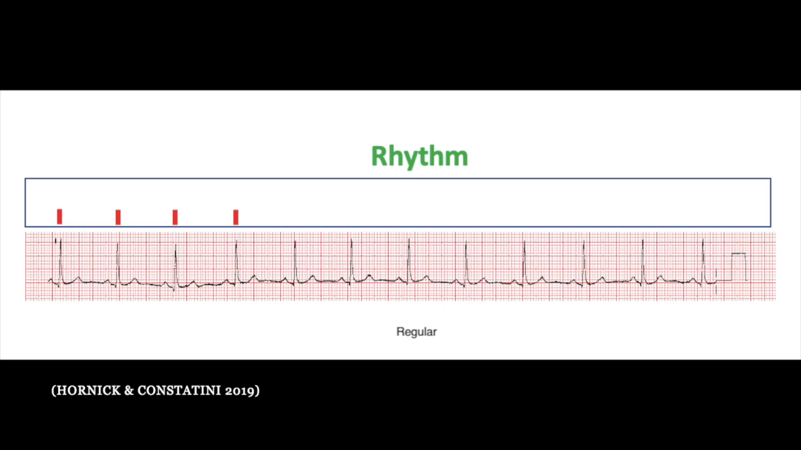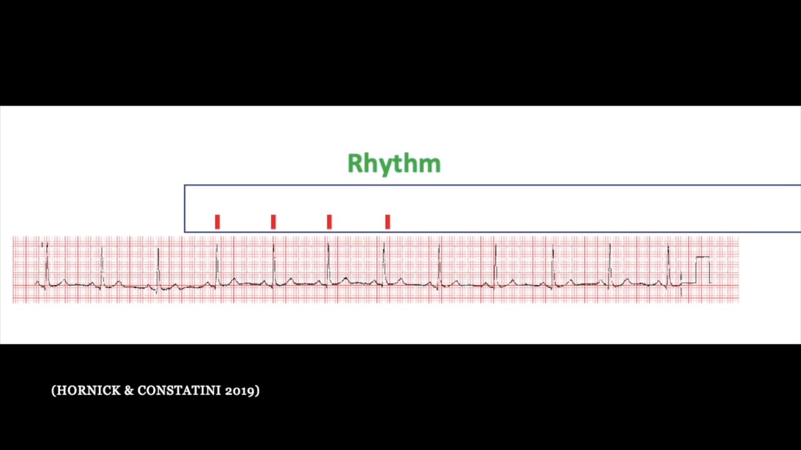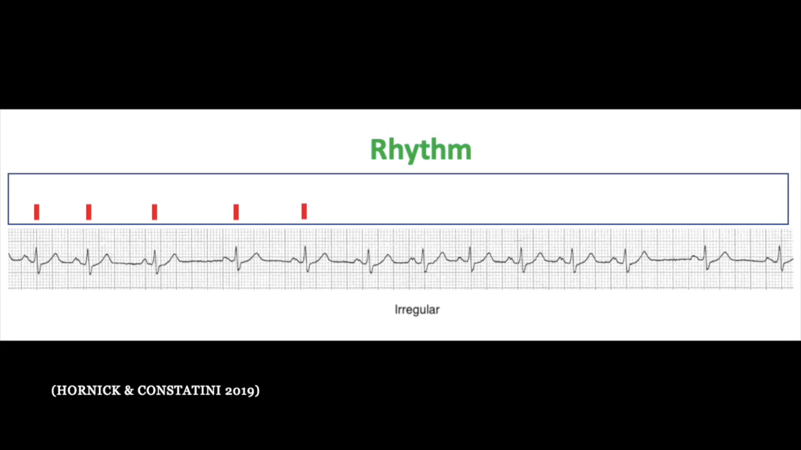To calculate the rhythm, place a blank piece of paper above the ECG strip and mark the position of a few consecutive R waves. Move the paper along the ECG strip and check whether the markings line up with the R waves. The R waves of this ECG are equally spaced, therefore the rhythm is regular. To demonstrate an irregular rhythm, here we have a different ECG. As you can see from the markings, the R waves are not evenly spaced, therefore this is an irregular rhythm.